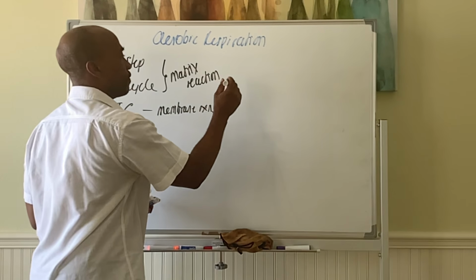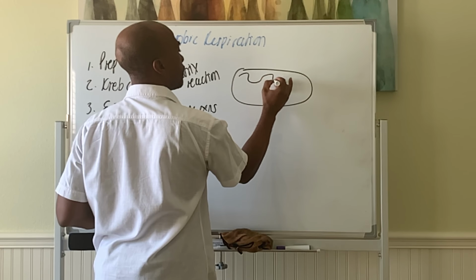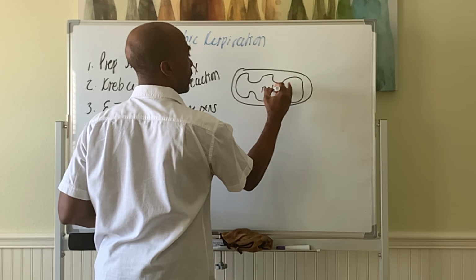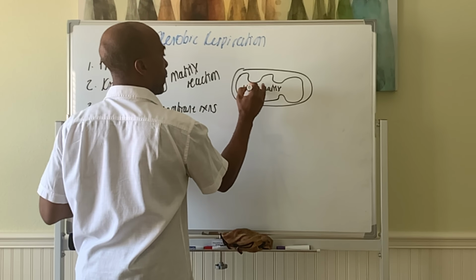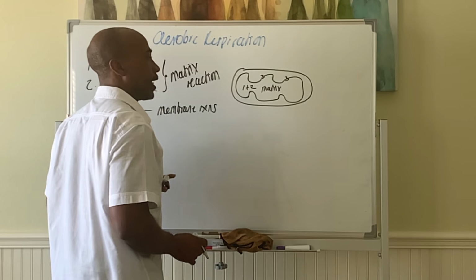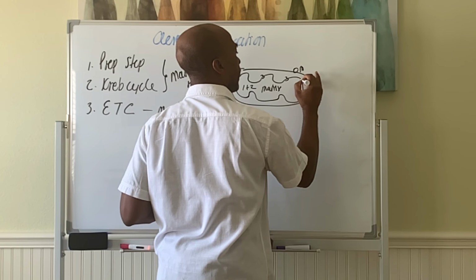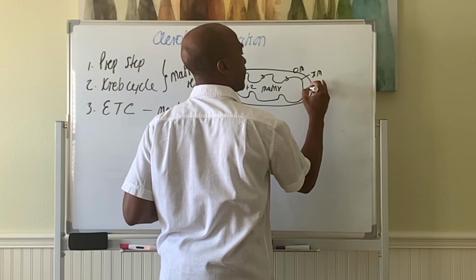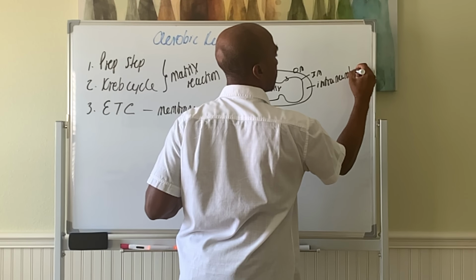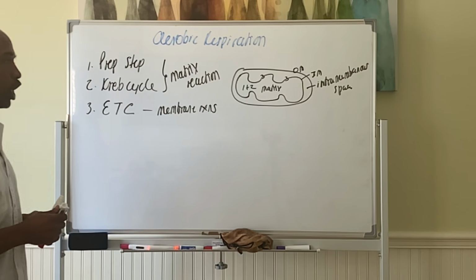Again, just to review, this is the mitochondria. This part is called the matrix. So that's where step 1 and 2 take place, while step 3 occurs on the membranes, especially on the inner mitochondrial membrane. So this is the outer membrane, and this is the inner membrane, and this is the intra-membranous, long word, space between the outer and inner membranes of mitochondria.